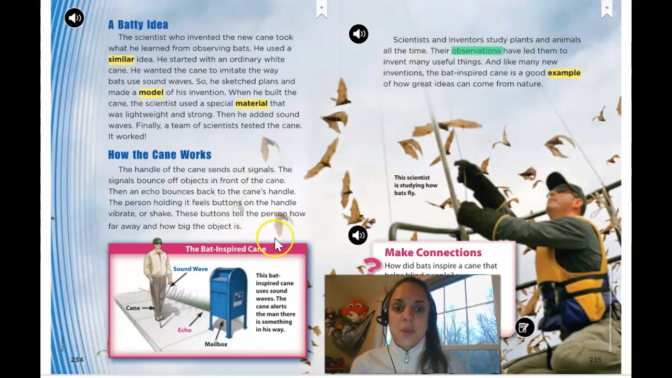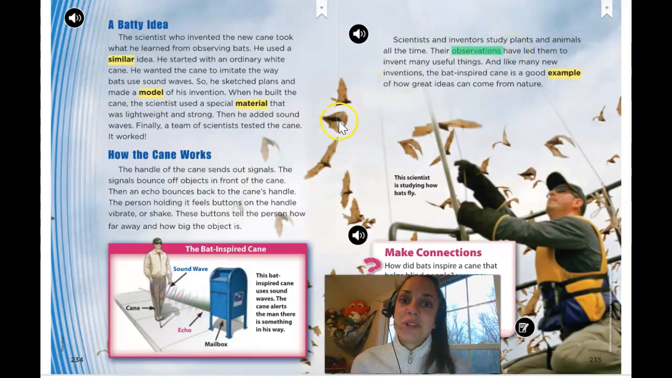So third graders, we just identified the root words in longer words that have related meanings. Good luck on your Reading Wonders backpack page.